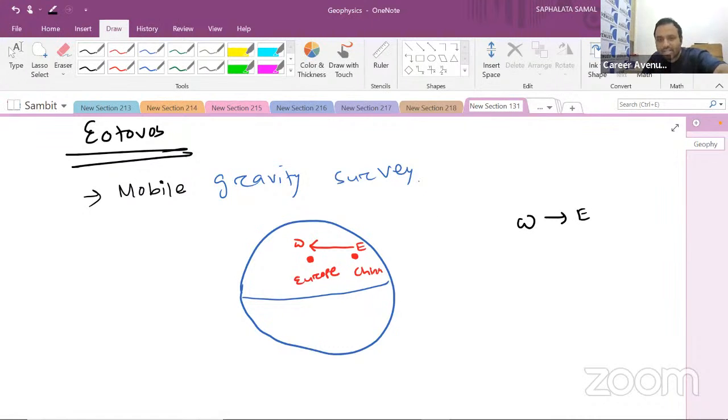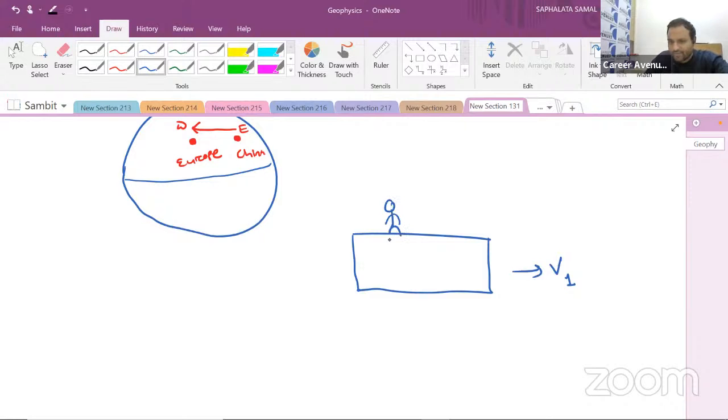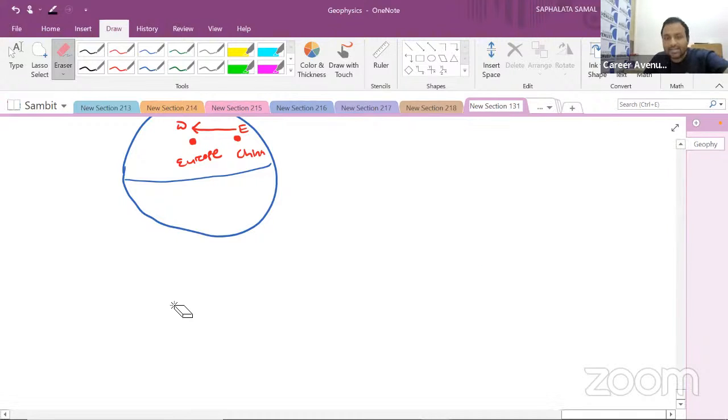Now here the relative velocity term comes. Suppose this is a bus. The bus is going with a velocity v1. You are standing over here, you are running with a velocity that is v2. So your velocity with respect to the ground will be equal to v2 plus v1, isn't it? Yeah, the relative velocity. And in this case, it is the opposite thing.